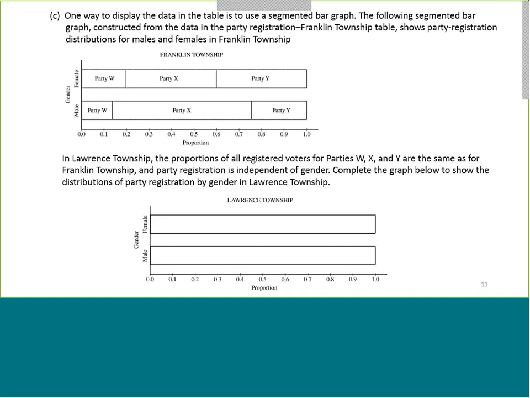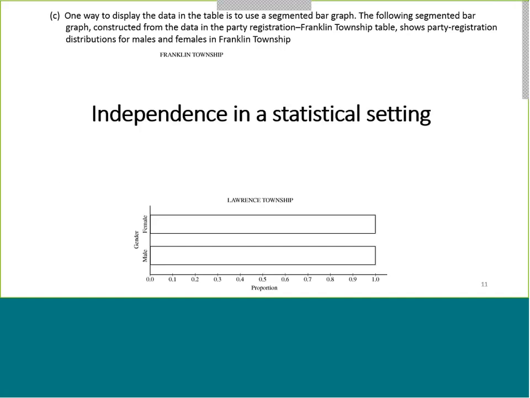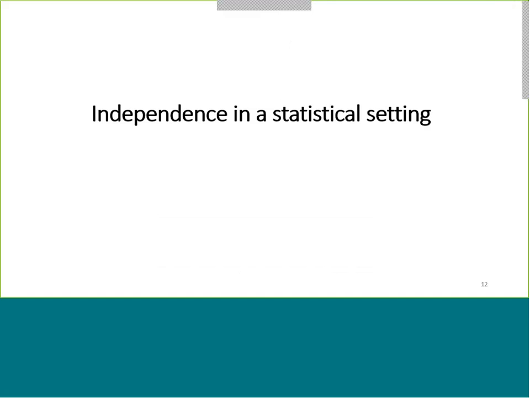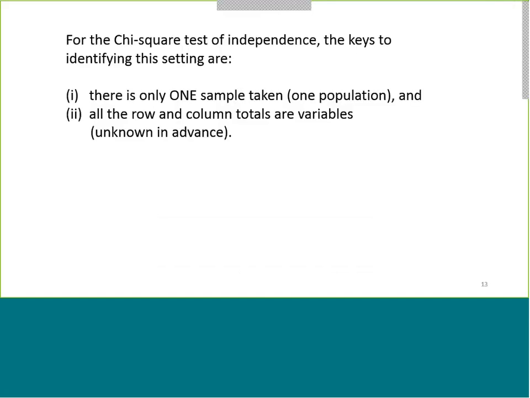Ray, let's talk about a different kind of problem. Okay, so now we're going to look at the idea of independence in a statistical setting rather than the probability setting with the entire population that Landy just described. And we're going to be doing a chi-square test for independence in order to evaluate that idea.